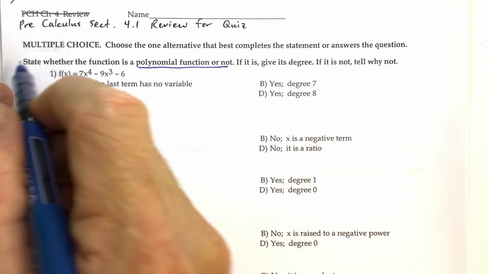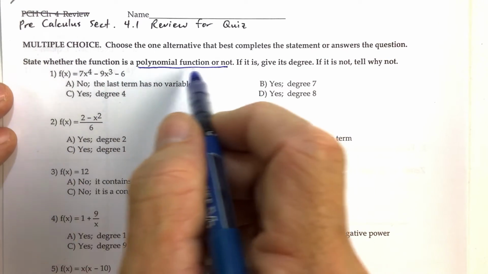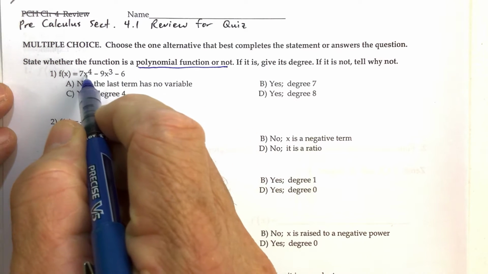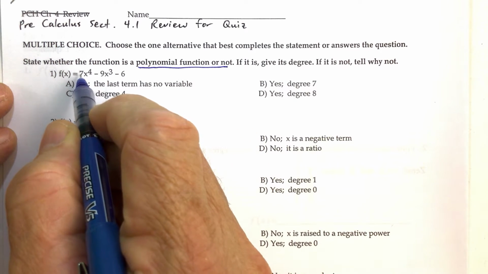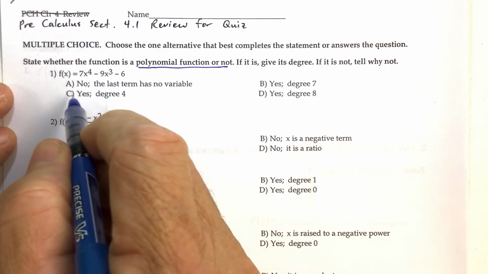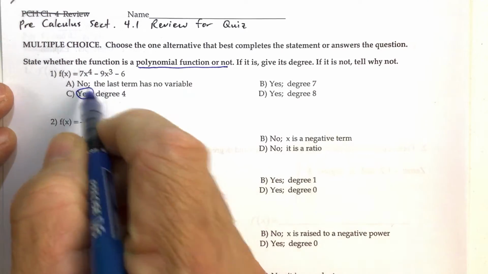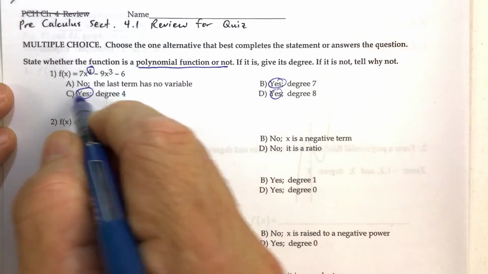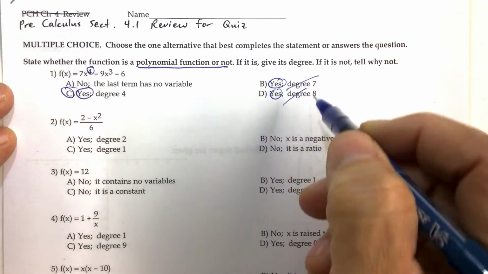So for problem 1, we're supposed to figure out whether the function is a polynomial or not. Since each term in problem number 1 can be expressed as a real number times x to a whole number power, we would say yes. So we have 3 yeses, but the degree is 4 right here. So it's not degree 7, it's not degree 8.